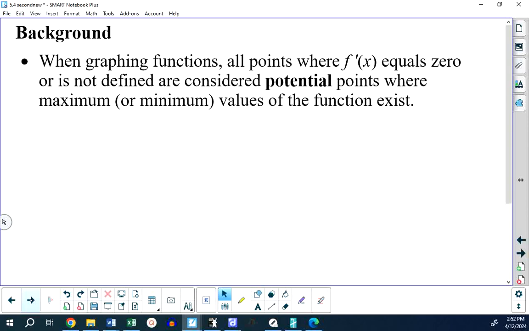So as a background, to review some things about max-mins, all points where f prime of x equals 0 or is not defined are considered potential points where there's a max or a min, right? So if you determine that the critical values of x for the first derivative are 1 and 4 and 7, then at 1 there might be a max or a min. At 4 there might be a max or a min, and at x equals 7 there might be a max or a min. There might not be any max-mins at any of those points. They're potential max-mins.